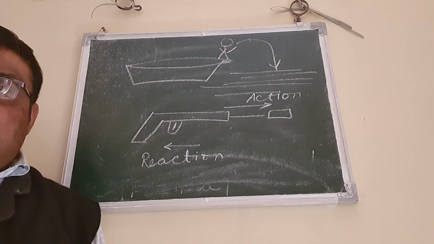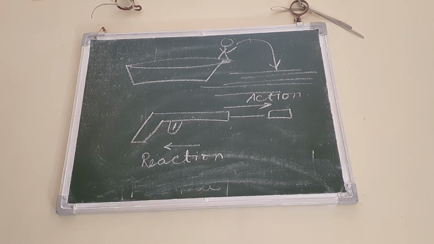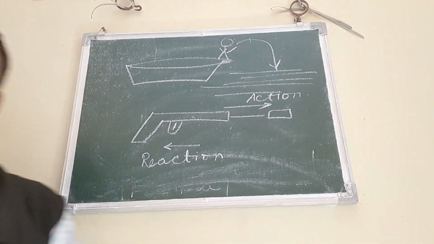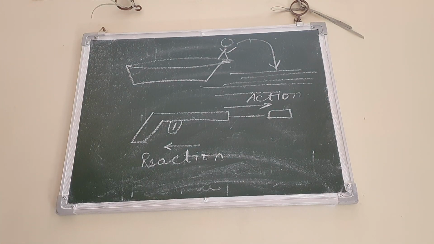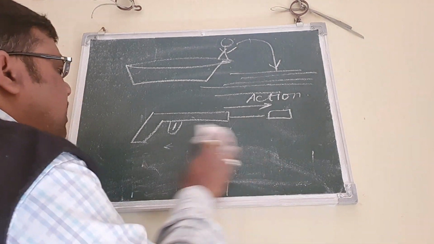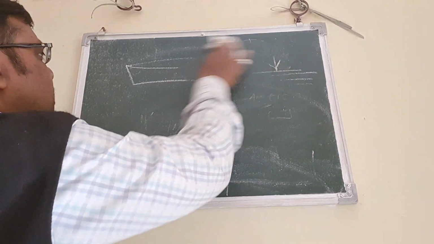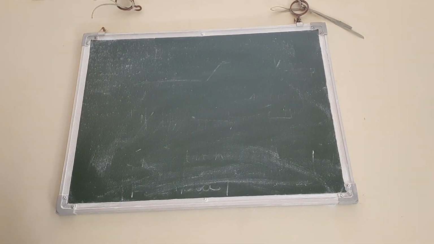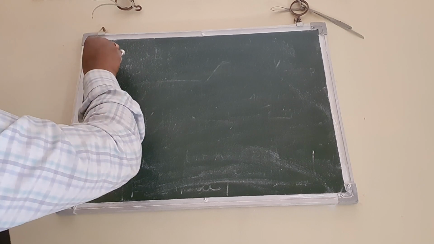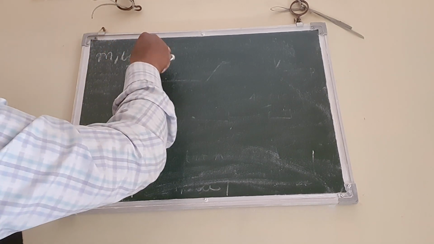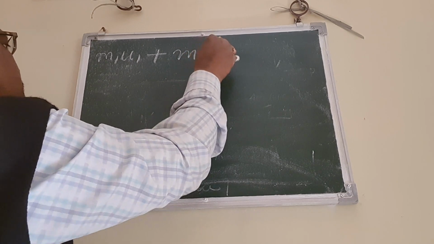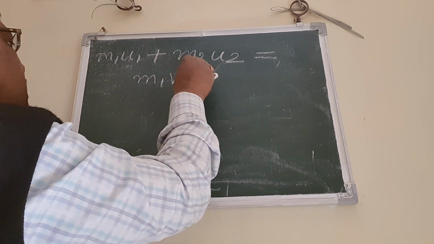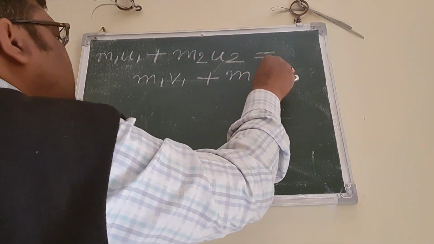So now we are coming to the law of conservation of linear momentum. According to the law of conservation of linear momentum, the momentum before the event is equal to the momentum after the event. So we can write it as m1 u1 plus m2 u2 is equal to m1 v1 plus m2 v2.